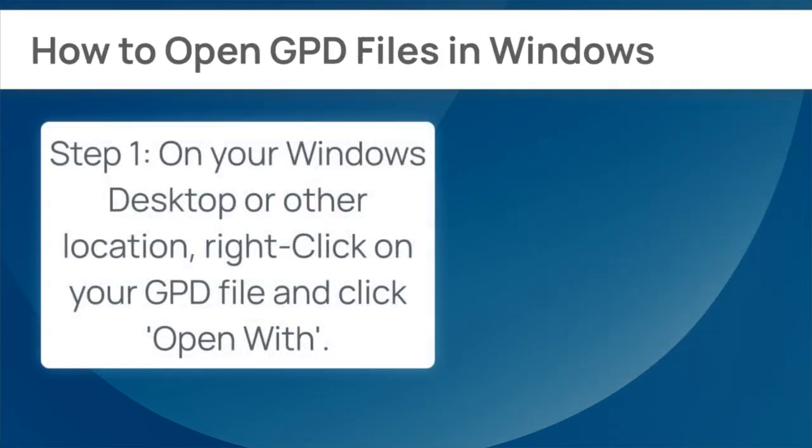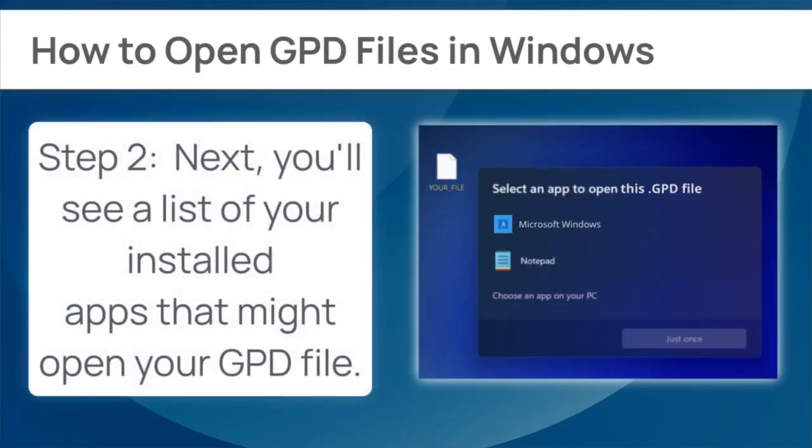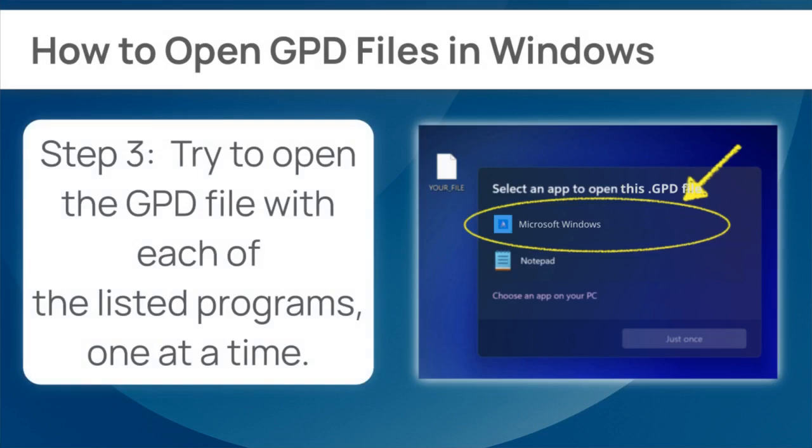To unlock this specific GPD file, right-click your file and select Open With. If Microsoft Windows is available, use that first. If it's missing, choose another program. Testing is the only way to be sure.